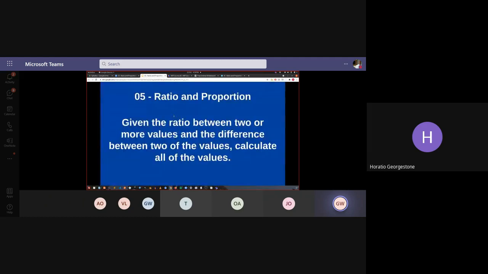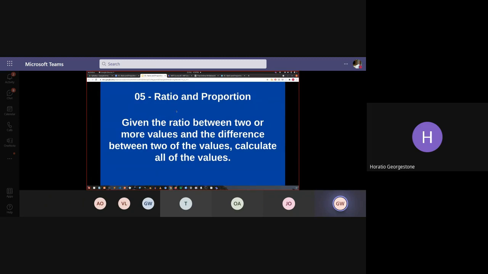Then the next one is 7 to 13 because that's 0.538, which is bigger than these two numbers. And then 12 to 23, which is 0.522 to 1, and 3 to 8, which is 0.375 to 1. And obviously, if you were asked to put them in ascending order, then you would just go the other way. Okay, so it's pretty straightforward.